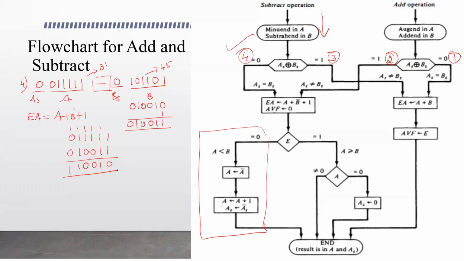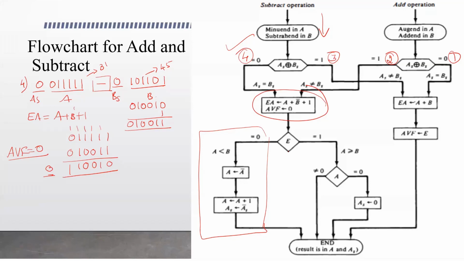Now if you check what E is here, it is 0. The carry is 0. And we set AVF to 0. There will not be overflow. This is a subtraction operation. When this particular operation is performed, there won't be overflow. We assume that there will not be an overflow, and we set AVF to 0.